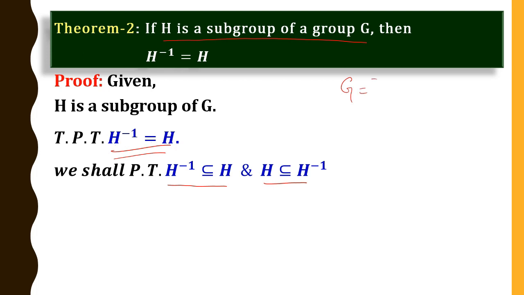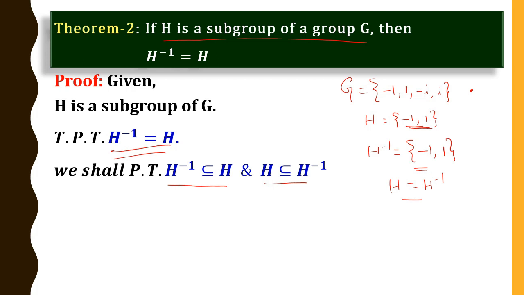Let G be the fourth roots of unity, that is minus 1, 1, minus i, i, and we know that this is a group under multiplication. Let us consider a subgroup of G, that is H equal to minus 1 and 1. We know that H is a subgroup of G. Then what is H inverse? H inverse is equal to the inverses of the elements of H. What is the inverse of minus 1? Minus 1. Inverse of 1 is 1. Observe carefully the elements of H inverse and the elements of H. Clearly we can say H is equal to H inverse.